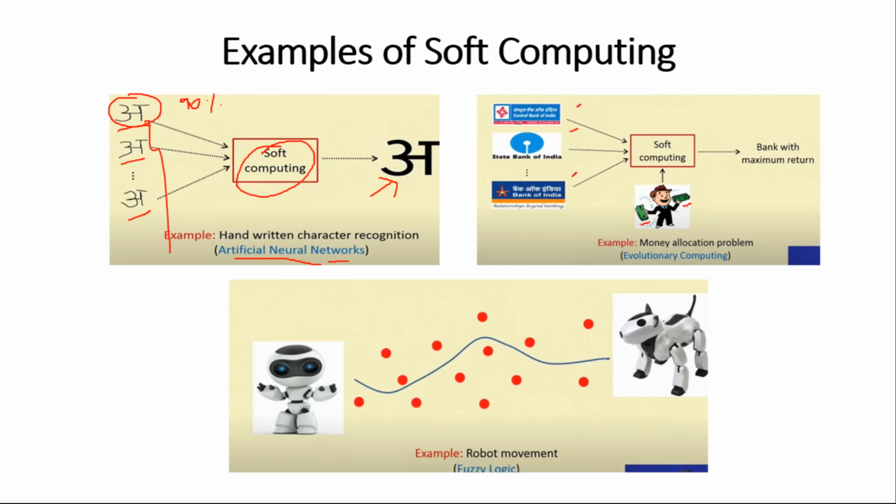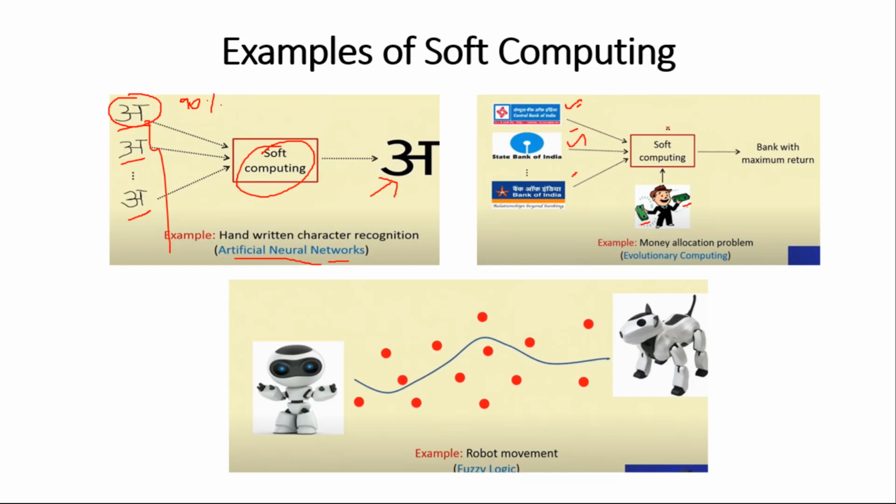Different banks may have different schemes, right? So based on that, his money should be distributed in different banks for different schemes. Maybe in Central Bank of India he may put some amount under fixed deposit. Maybe in another bank he may put some amount in a pension plan or something like that. So he wants to invest different amounts of money in different banks so that his return will be maximum.